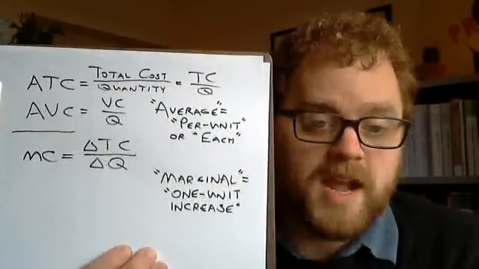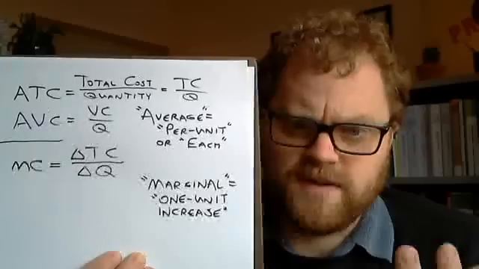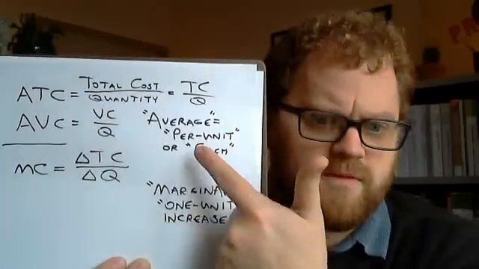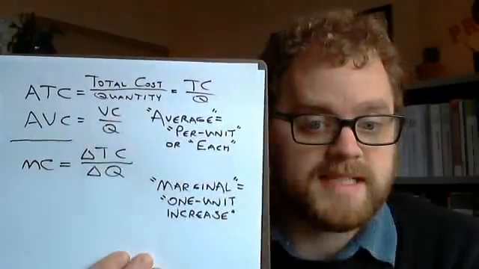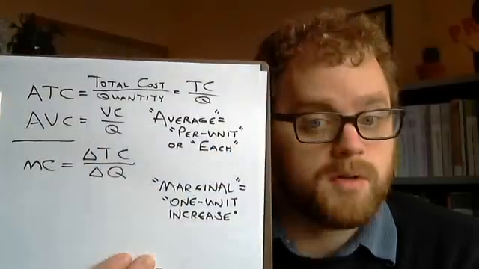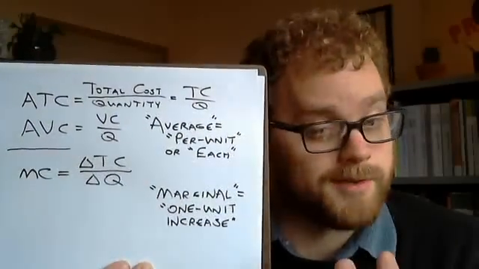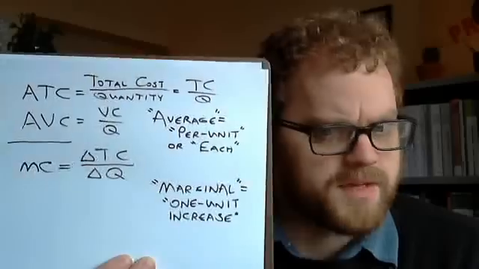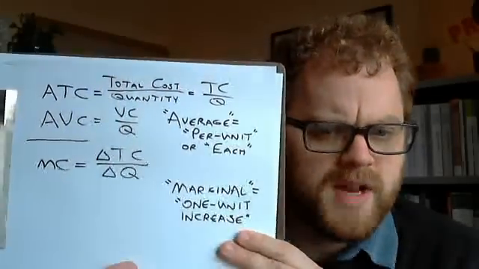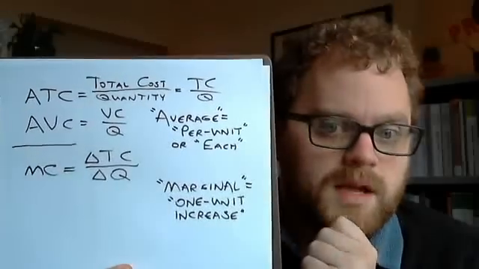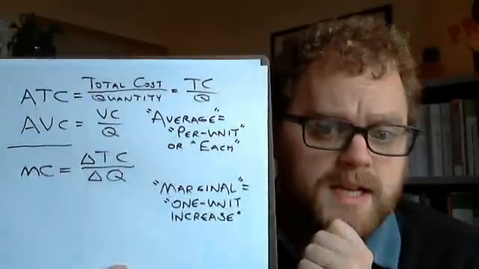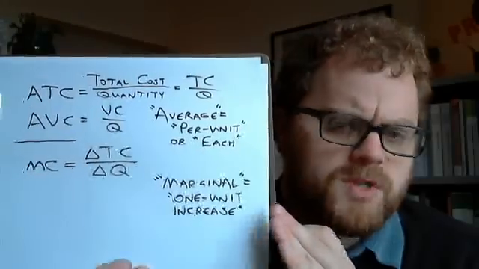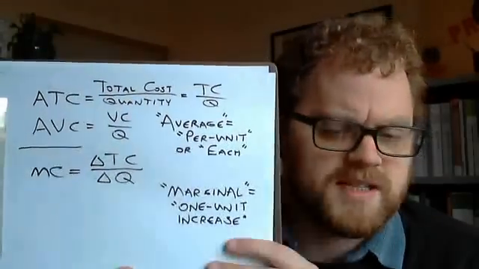So average means per unit, and we have several average measurements. You'll see average variable cost, AVC, and that's just the variable cost, the labor and materials cost per unit. You'll encounter those a couple of times. But the other one, and maybe the one that's most troublesome, is marginal cost. And marginal just refers to a 1 unit increase in some activity.